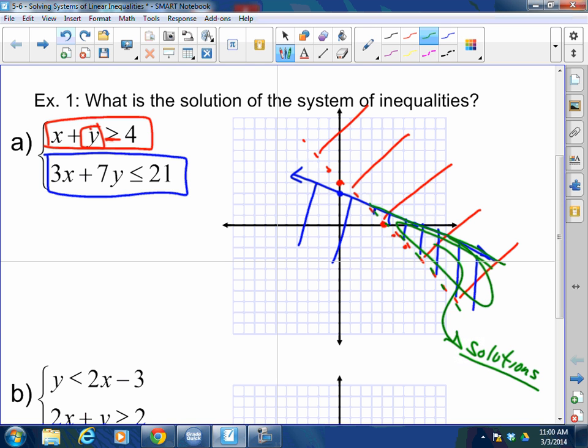No, you don't have to individually identify the separate points. Just point to the shaded area. Okay?